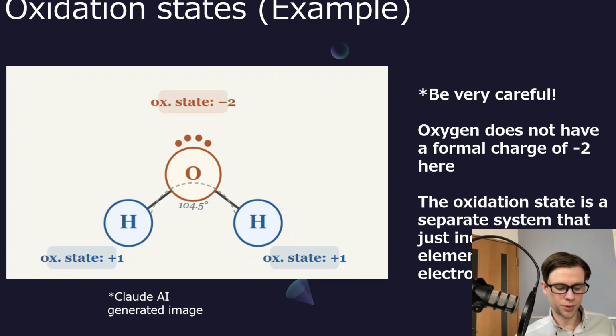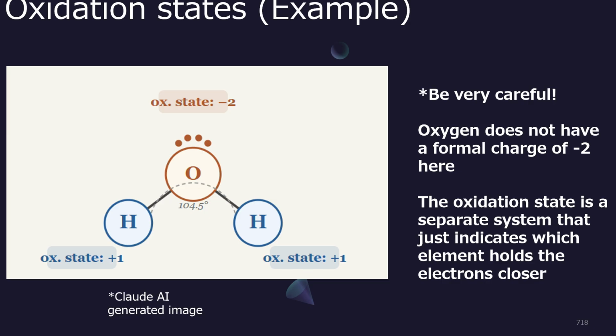So let's look at an example. Here is water. So water has no electric charge. It has no what we call formal charge either. That means within the molecule there is no positive or negative full charges. But there are partial charges due to the fact that oxygen is more electronegative than hydrogen. So oxygen does not have a formal charge of -2, but it does have an oxidation number of -2 in the compound water. This oxidation state is a system that just indicates which element holds the electrons closer.